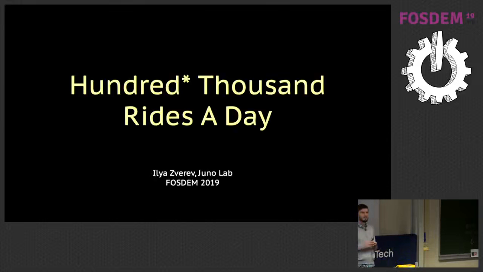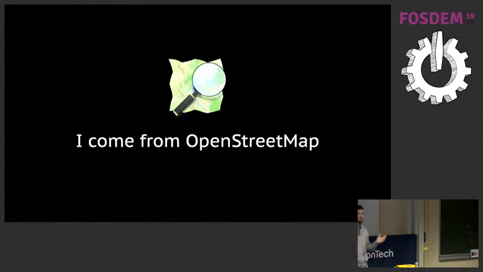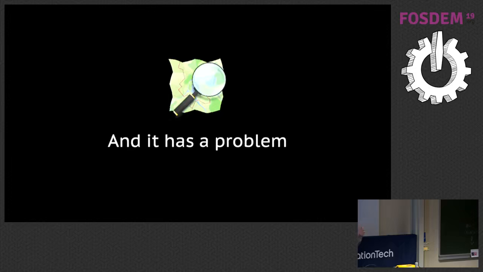So I am Ilya Zverev, and I come from OpenStreetMap. Most of you know what OpenStreetMap is. It's an open map, which everyone can paint. And OpenStreetMap has one issue. Well, not exactly one, it has millions of problems. But this one comes from the nature of the project.